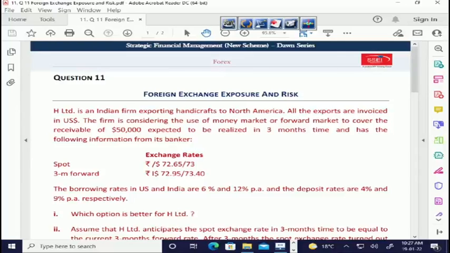Under forward cover we will sell $50,000 forward. Under money market cover we will borrow, sell, invest. That is, borrow the present value of 50,000, sell it spot and invest the rupee. The spot rate and the forward rate are given. So under forward cover, the answer is 50,000 into 72.95. I think that's what they've asked.